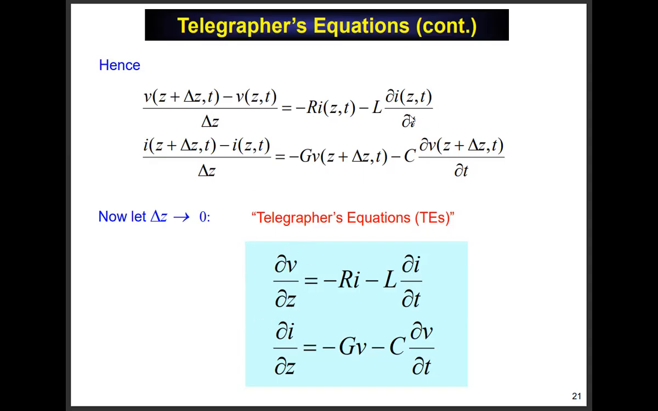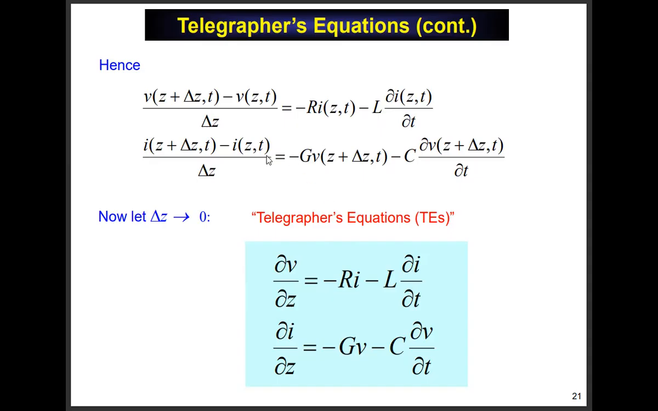On the right-hand side, nothing happens here. I just copied it down, minus R times I. I'm not going to keep writing the argument everywhere, Z comma T. We understand everything's a function of Z and T, so for simplicity, I didn't keep writing it down here. And then minus L partial of I with respect to T.